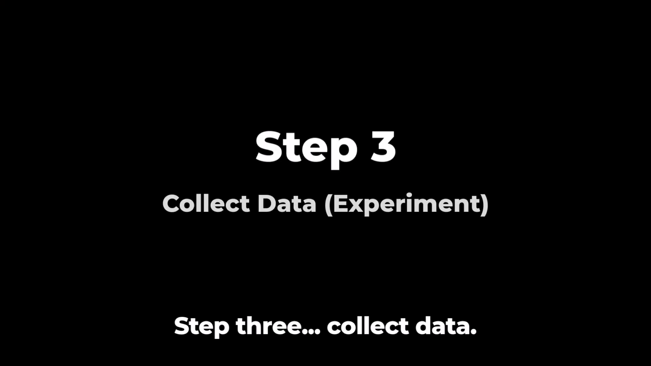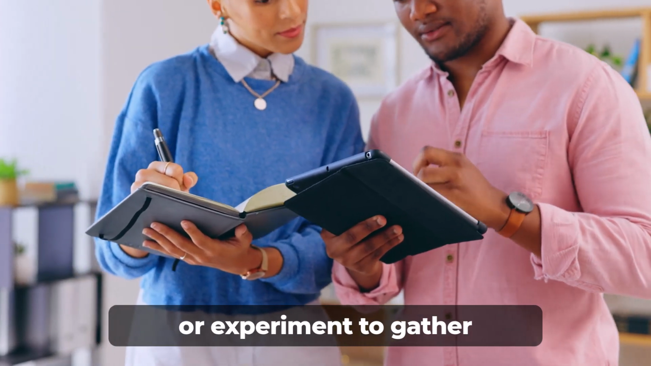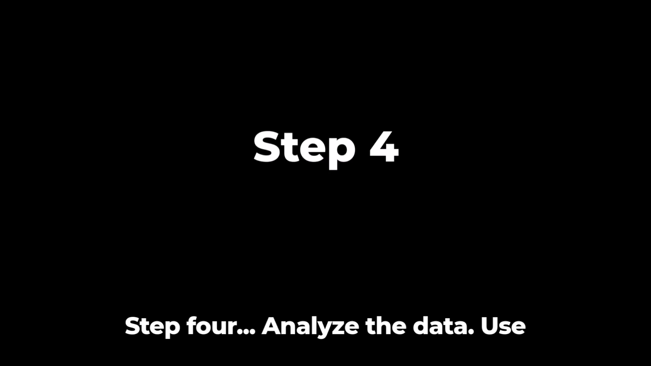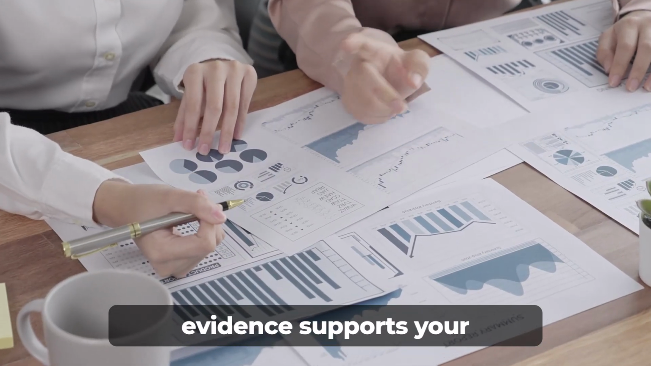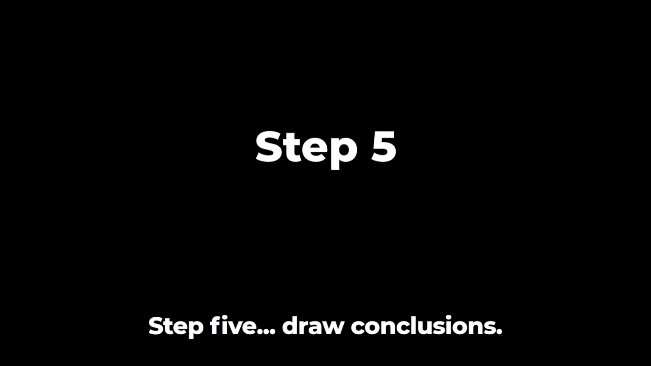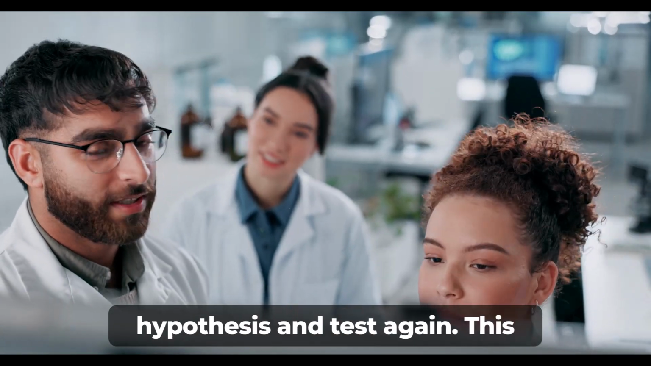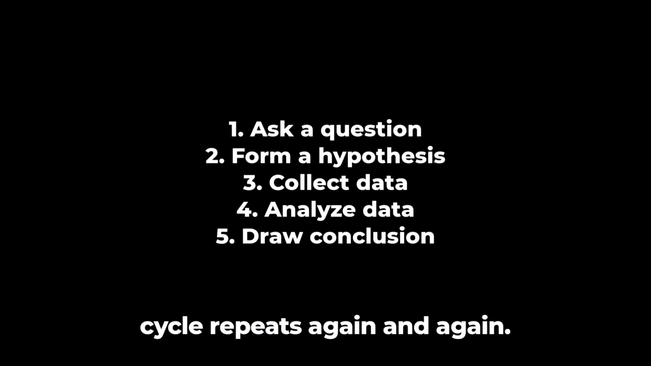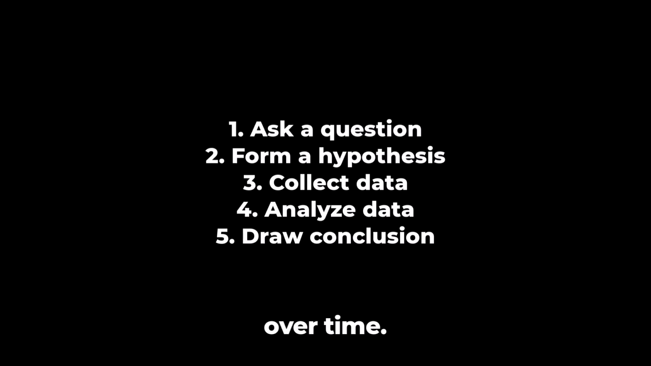Step 3. Collect data. This involves designing a study or experiment to gather evidence. Step 4. Analyze the data. Use statistics to see whether the evidence supports your hypothesis. Step 5. Draw conclusions. Did the results match your prediction? If not, revise the hypothesis and test again. This cycle repeats again and again. This is how our understanding of the world continues to evolve over time.